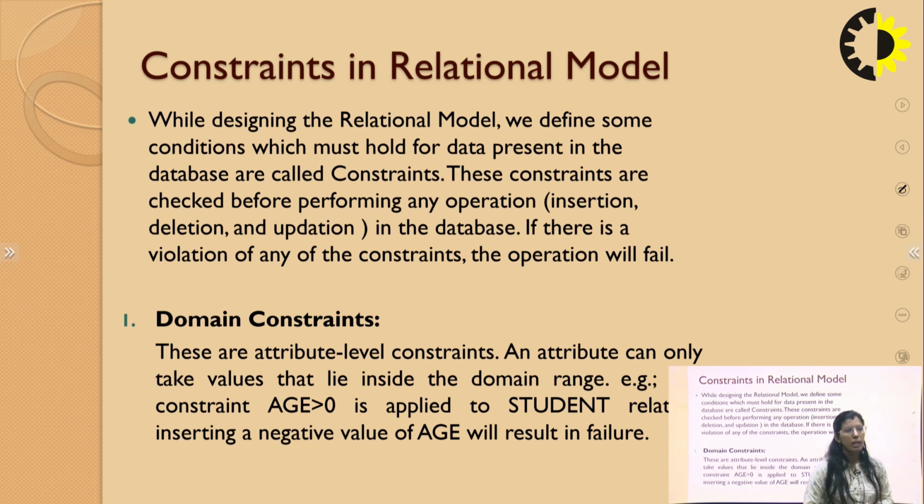So the first constraint is the domain constraint. These are attribute level constraints, and an attribute can only take values that lie within the domain range. It means if a constraint of age greater than 0 is applied to the relation student, then inserting a negative value or inserting 0 will result in failure. So no insertion will be allowed with age equal to 0 or if the user is entering a negative age.